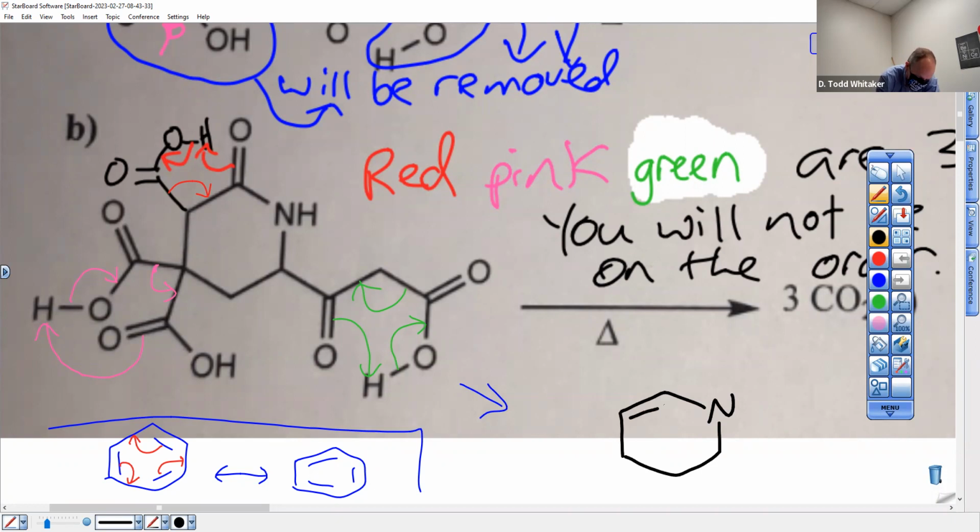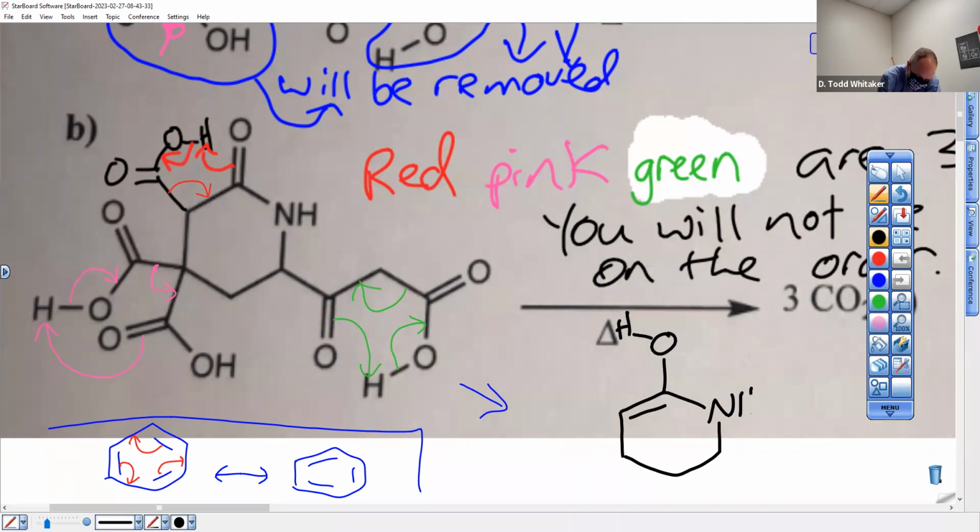There is a new pi here. What's on top here? What's on top? Look at the mechanism and tell me what I need to draw on there. Oh.